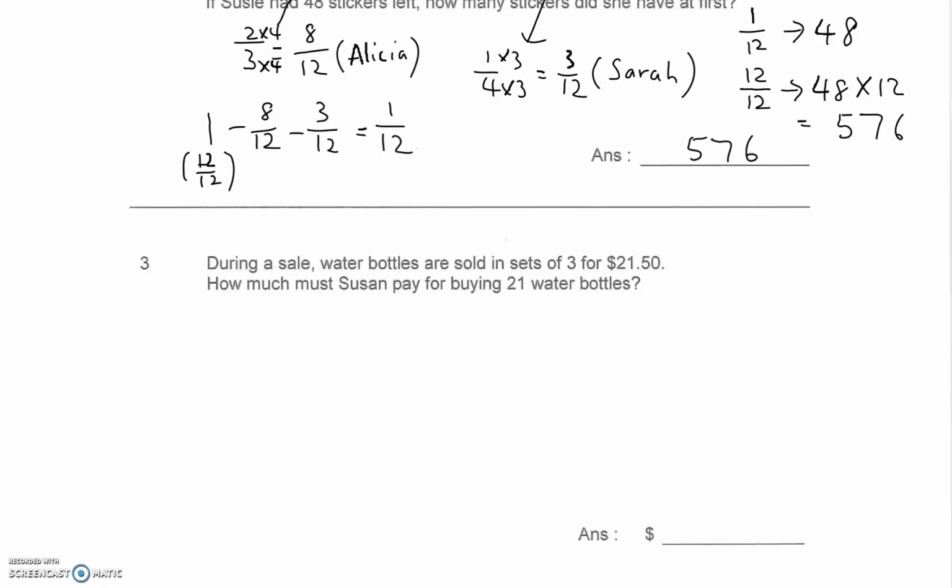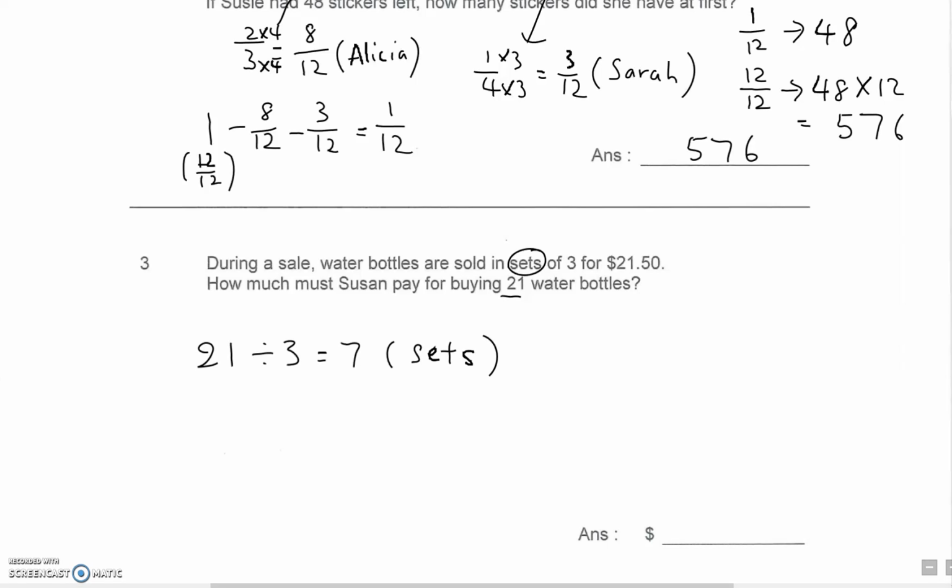Okay. During a sale, water bottles are sold in sets of 3 for $21.50. If you want to buy 21, okay, so the question is how many sets do you need? If you want 21 water bottles and you know that they are sold in sets of 3, let's do a division to find out how many sets we can buy. So we can actually buy 7 sets altogether.